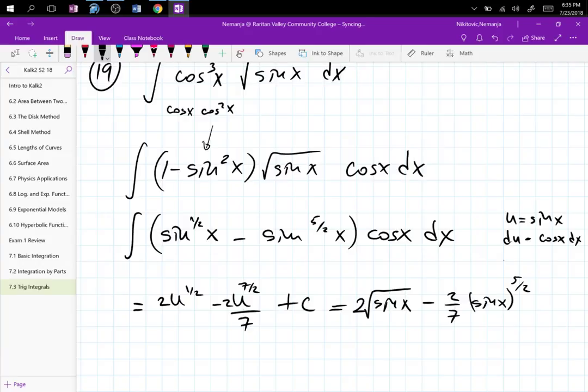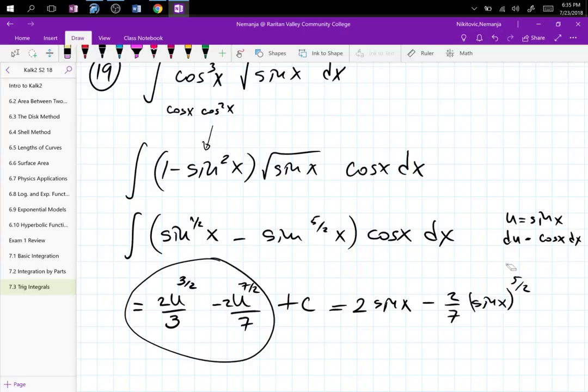What did the 2 times u to the 3/2 for 3? Where? The integral of u to the 1/2. Okay. Oh, yes, you integrated it. It's 3/2, over 3. So this is over 3. Okay, we're good, right?